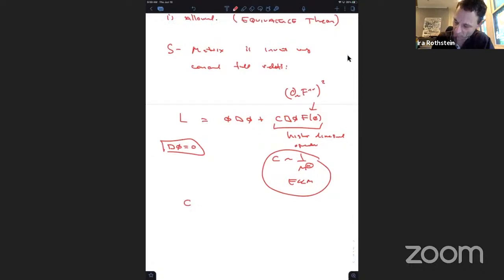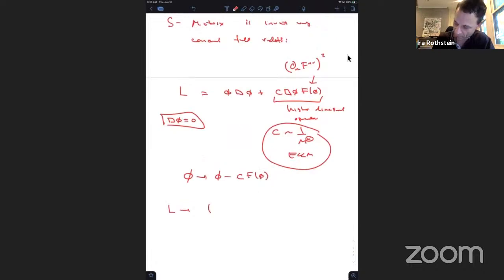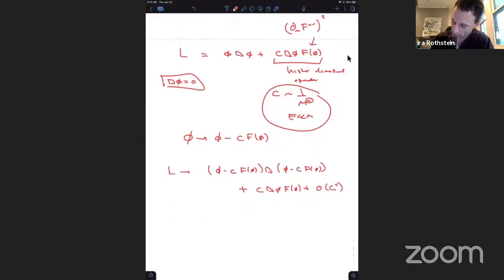So let me make a redefinition. Phi goes to phi minus c times f of phi. Okay, and then let me plug it into the action. So now L becomes phi minus c f of phi, box of phi minus c f of phi, plus c box phi f of phi, plus order c squared. So this is going to give us back phi box phi minus c f of phi box phi plus c box phi f, plus order c squared. Okay. I've eliminated it from the action up to corrections of order c squared.